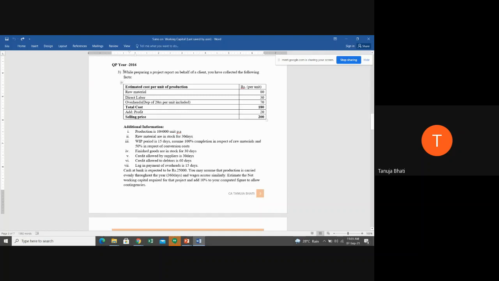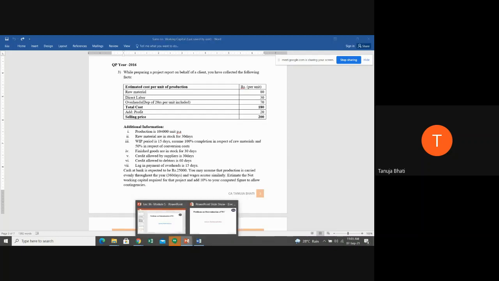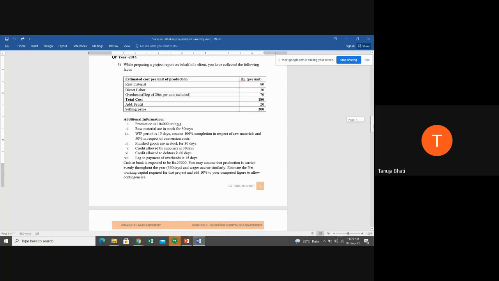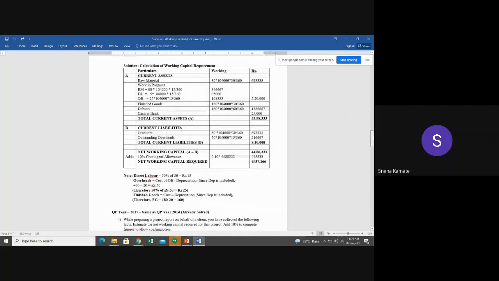So is problem number three clear to everyone? Problem number three is similar to problem number one. Only difference was there depreciation was excluded. So we had to not do additional working. Here depreciation was included. Therefore, our additional working was to just exclude the depreciation. Is problem number three clear to everyone, students? Yes, ma'am. Okay.